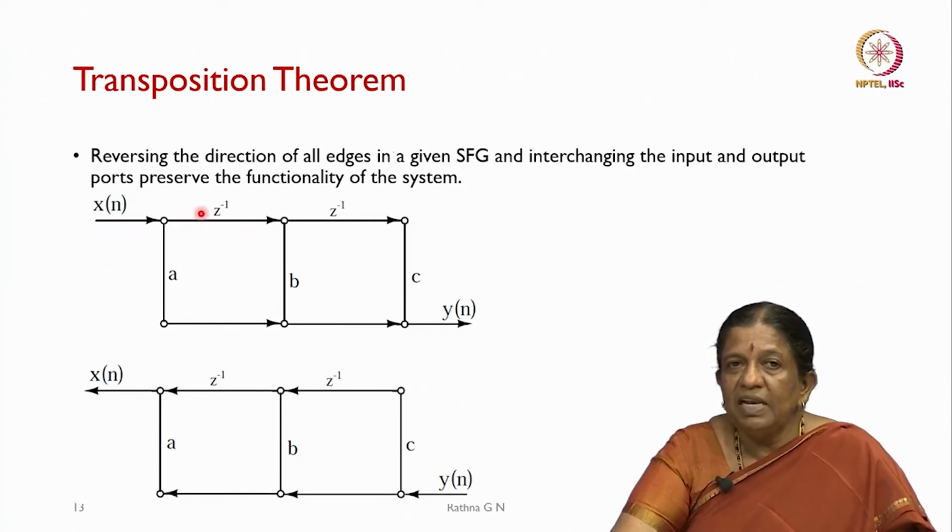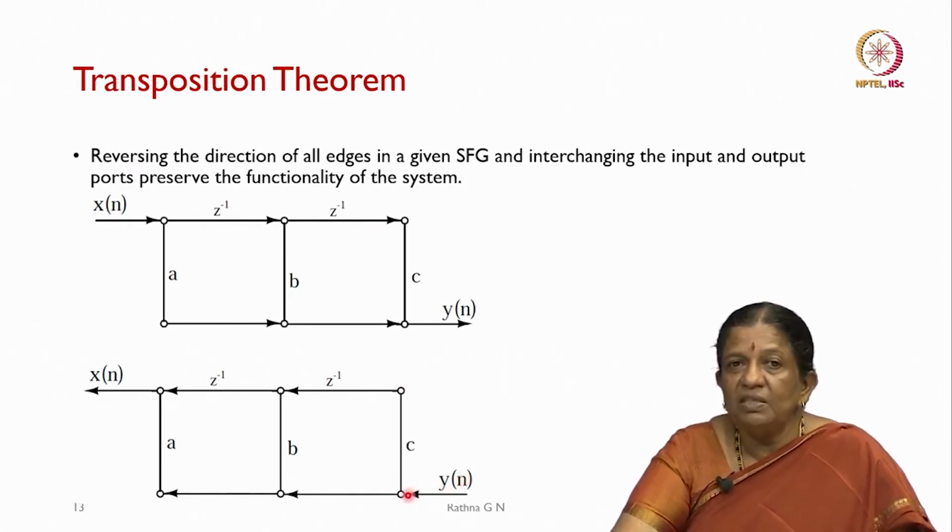So, this delay can be represented as D, or in the z domain we will call it z to the power minus 1. Each node will be representing an adder, and each edge a multiplier. Now what we are going to do is change my output into an input and the input into an output, and all the directions are going to be reversed. That is what the transposition theorem says.